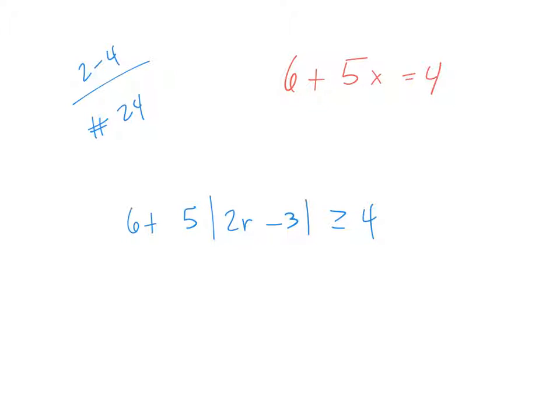Because the key to any absolute value equation is to isolate the absolute value. Isolate the absolute value. So get rid of 6 and then get rid of 5. So let's try that again. Neighbor, go. So subtract 6. Go ahead. What do you got? What does it leave you? -2. Good.